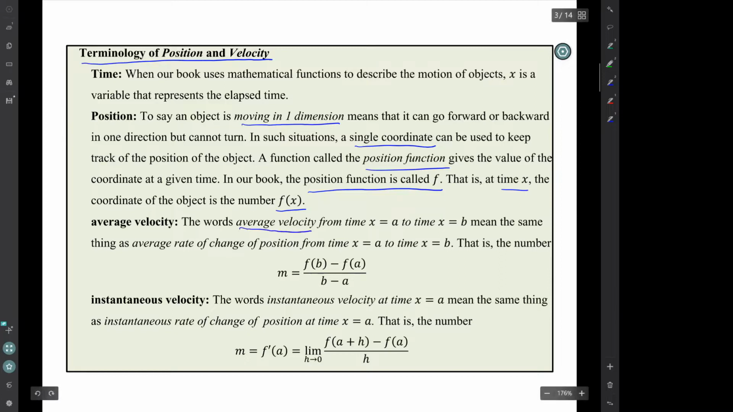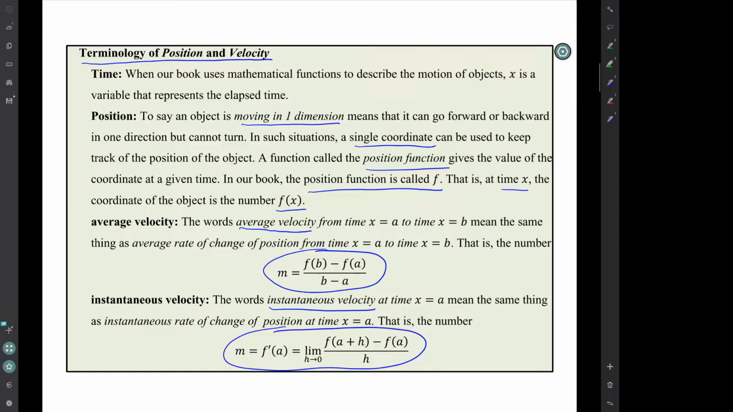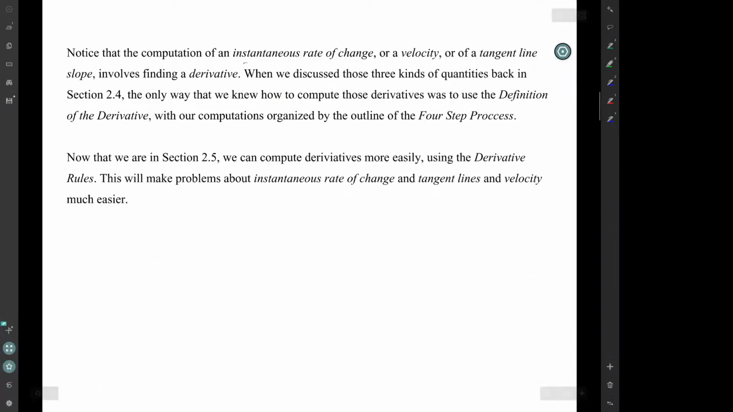The average velocity of the object was computed by one of these calculations. In other words, average velocity is the same as what we called the average rate of change of a function. And the instantaneous velocity is computed by this formula, which is simply the instantaneous rate of change of the position function. Notice that the computation of instantaneous rate of change, or velocity, or a tangent line slope involves a derivative.